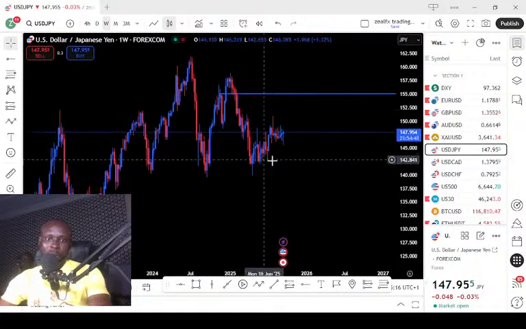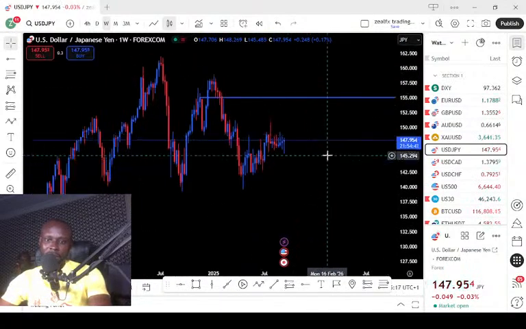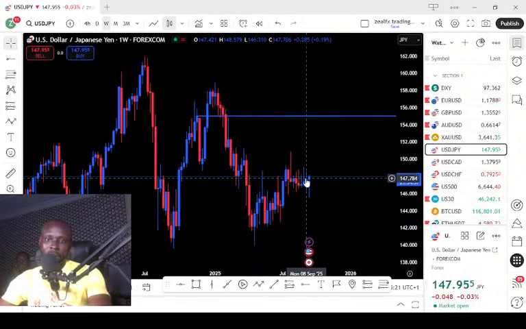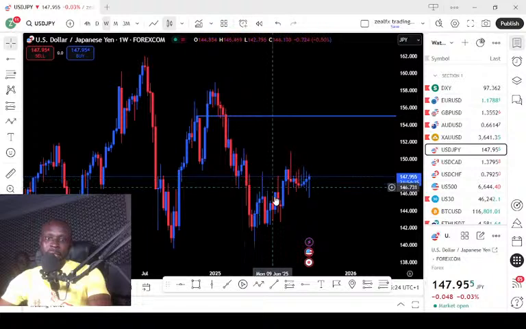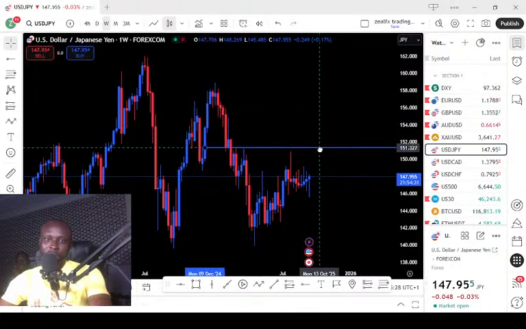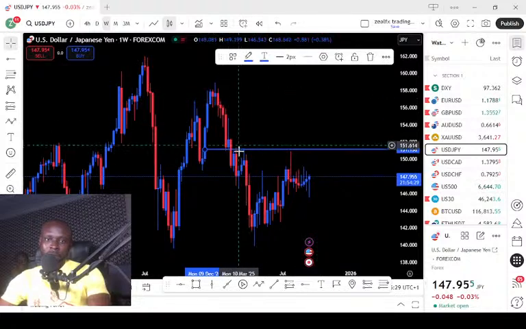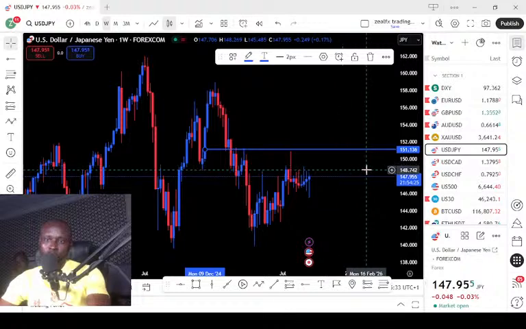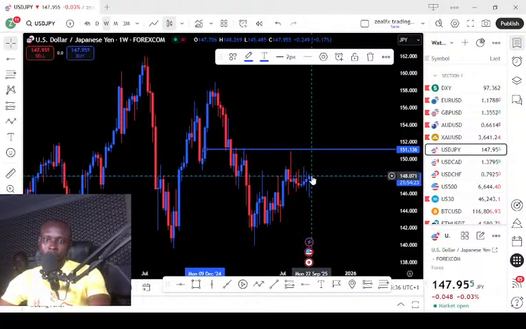So USDJPY on my weekly chart still has this uptrend structure. We have a lower low and higher low, higher low, higher low. This structure is an inner structure, which is not a major structure. So we need price to break out of this lower high. Once price can break out of this lower high, this indicates a major structure for the USDJPY.